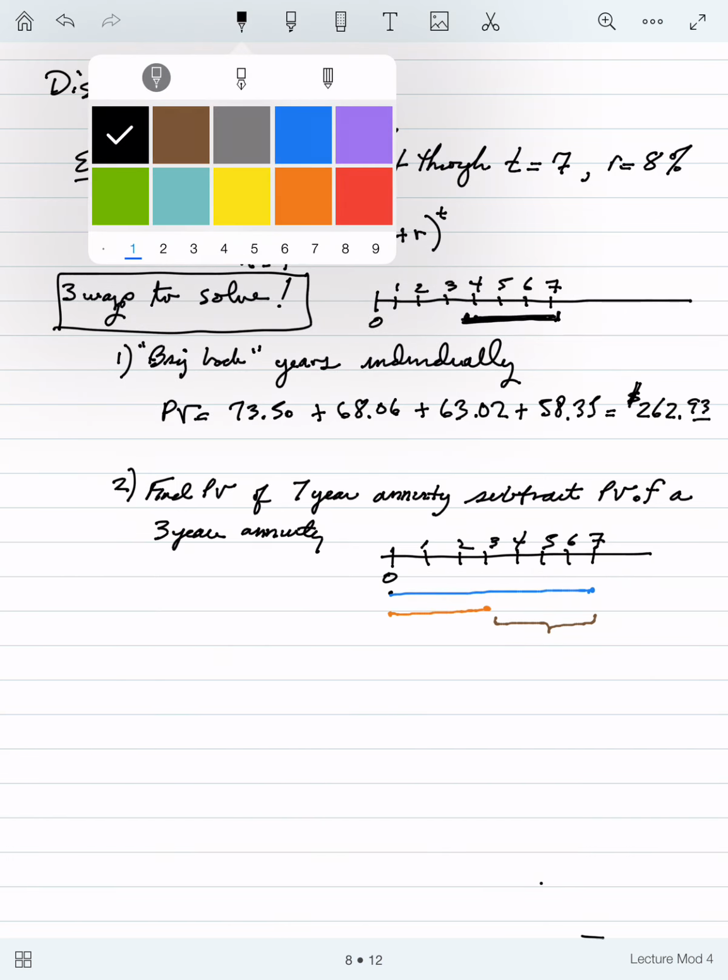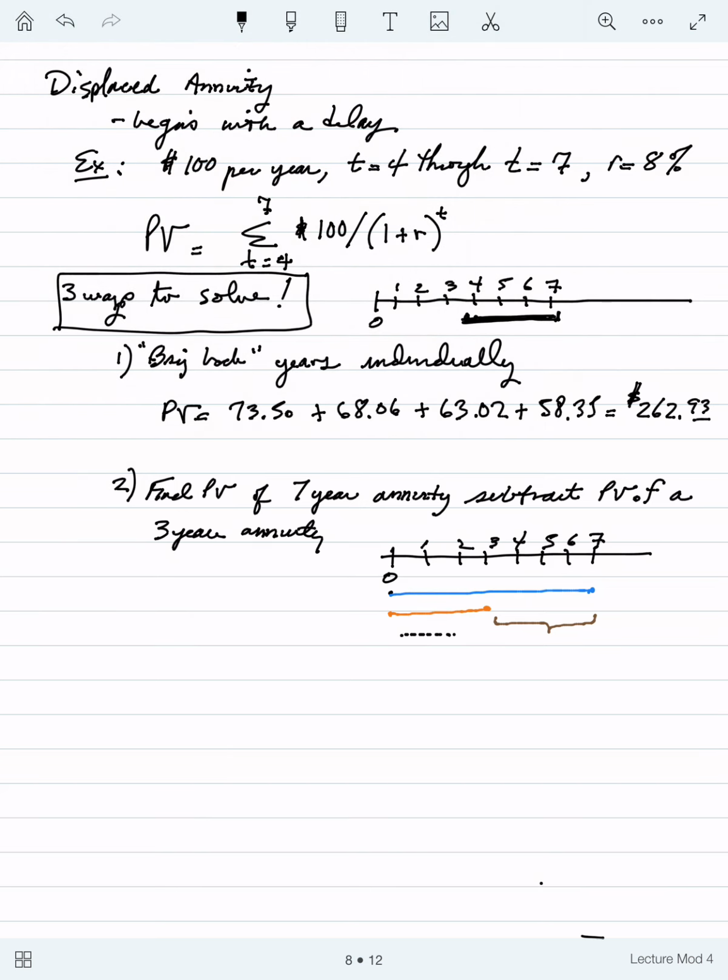And so yeah, this is this piece here, right? This piece here was not received. That's why we're doing this little subtraction, right? So this actually winds up being, okay, 520.64 minus 257.71. That equals 262.93.